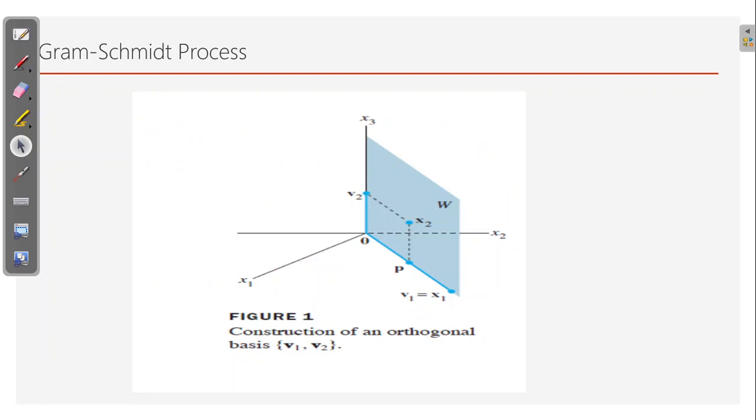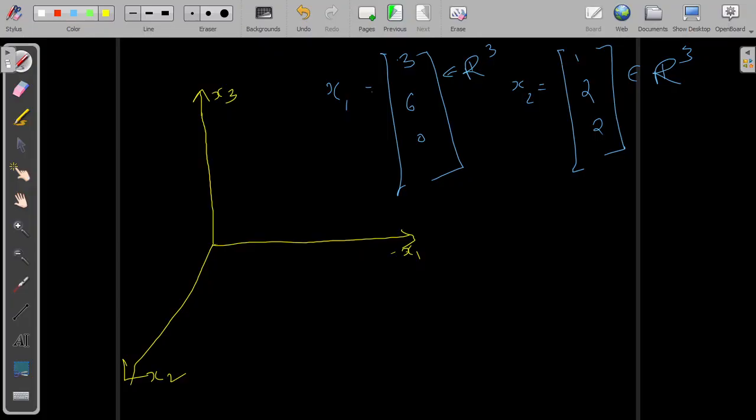No, it is not like that. x1, x2, and x3. Okay, let me consider it like this, because we have to follow the notations of the textbook, so that it will be very easy to understand.